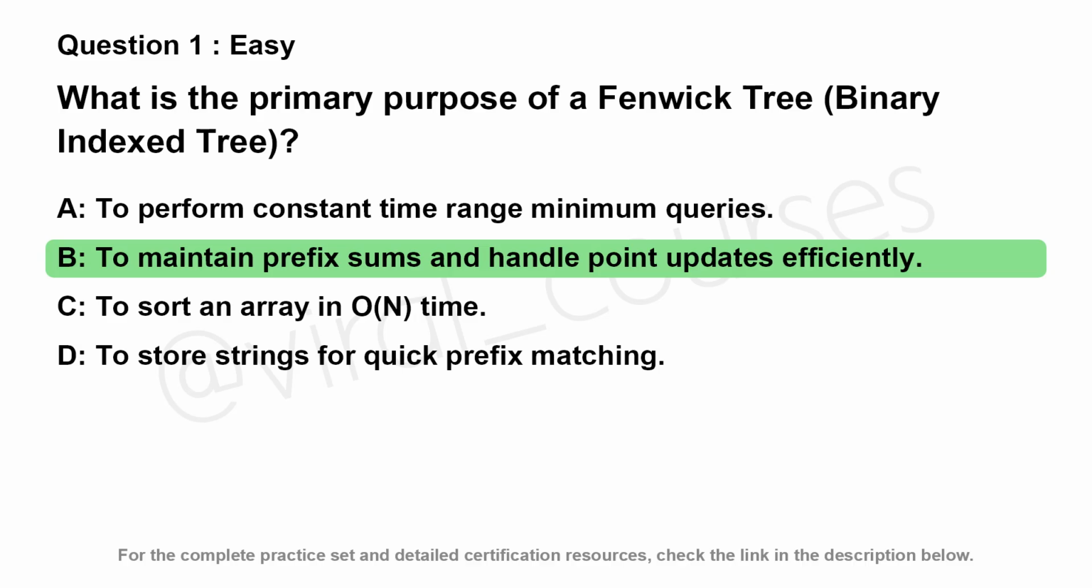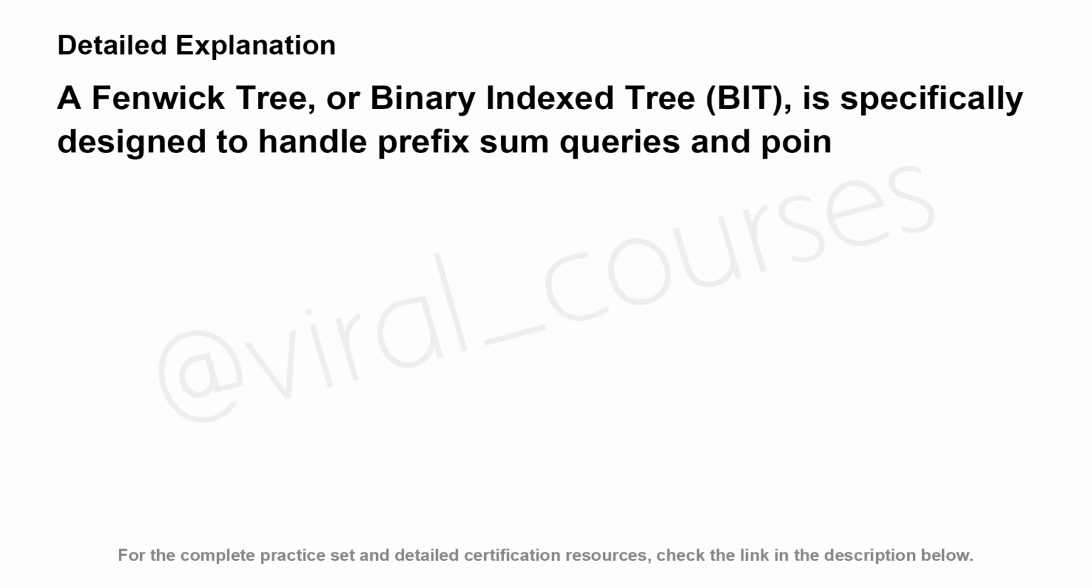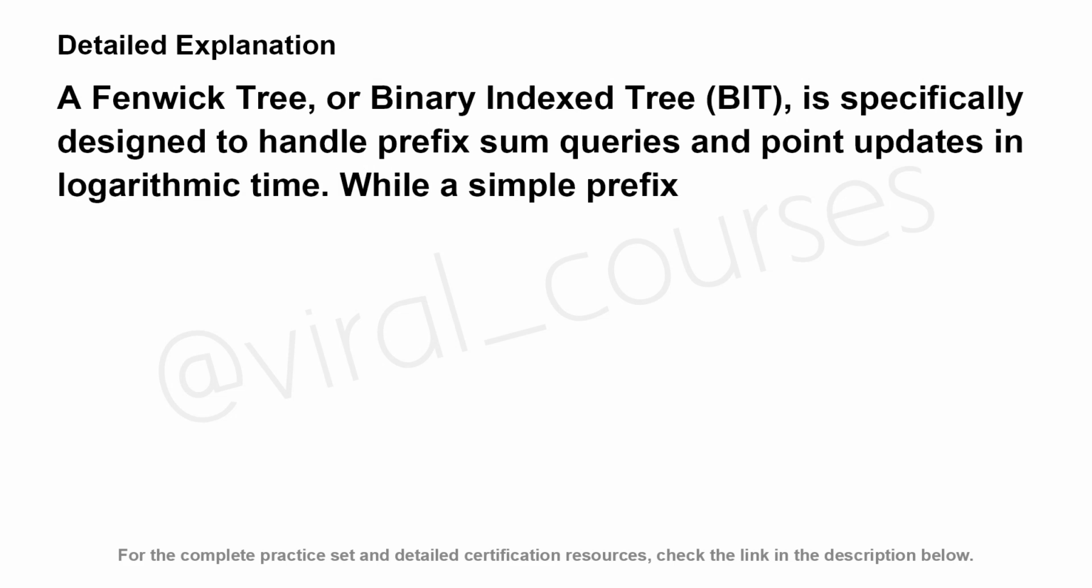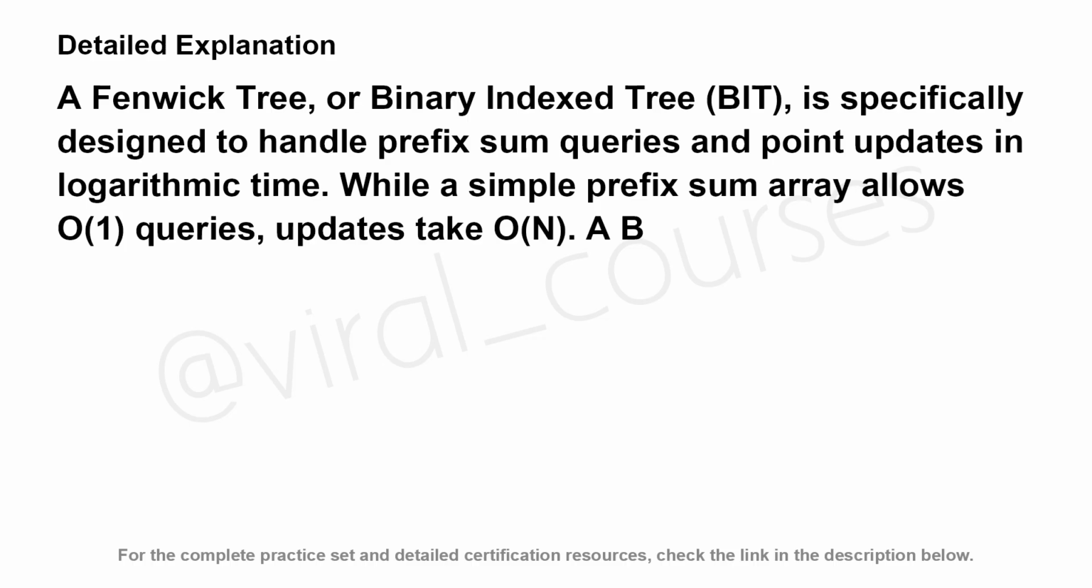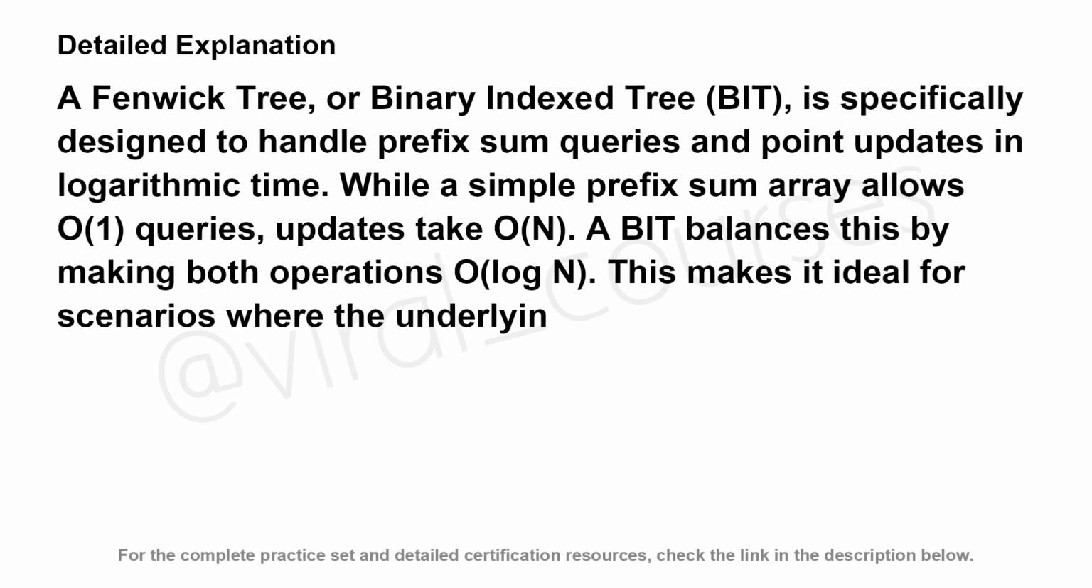The correct answer is B. A Fenwick tree, or binary indexed tree, BIT, is specifically designed to handle prefix sum queries and point updates in logarithmic time. While a simple prefix sum array allows O(1) queries, updates take O(n). A BIT balances this by making both operations O(log n). This makes it ideal for scenarios where the underlying data changes frequently.